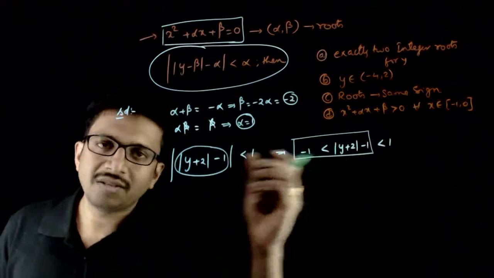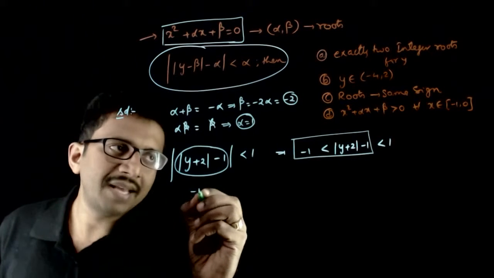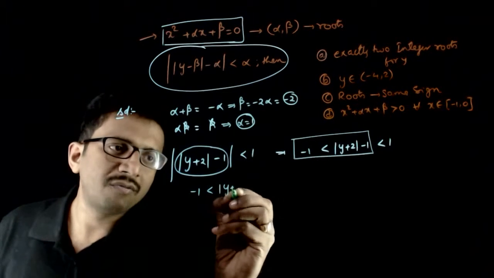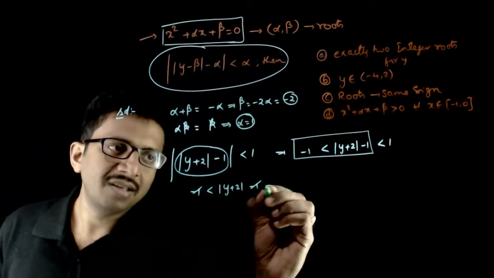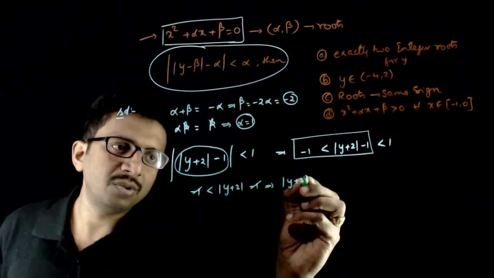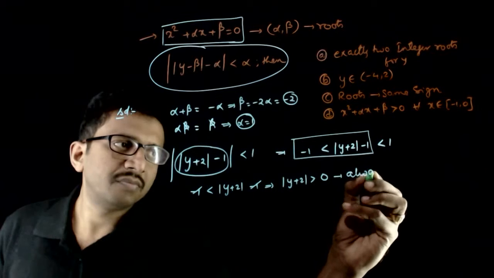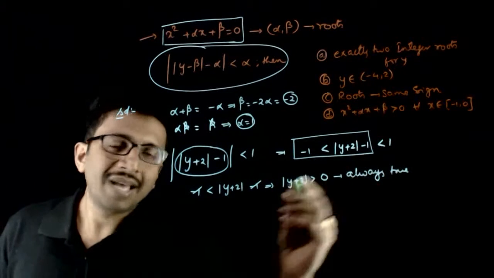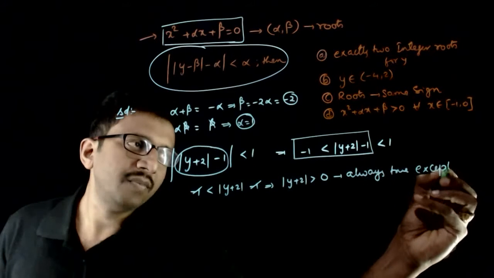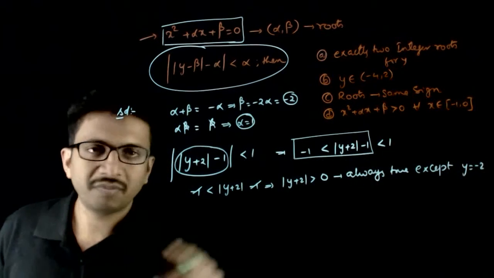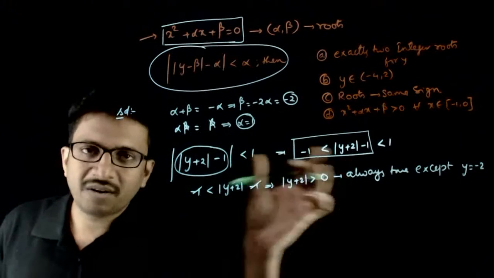So let us try to solve this inequality step by step. Let us take the first part of the inequality. Minus 1 is less than mod of y plus 2 minus 1. So this minus 1 and minus 1 gets cancelled. This implies mod of y plus 2 is greater than 0, which is always true, except when y is equal to minus 2. When y is equal to minus 2, this will be equal to 0. So that's the first part of this inequality.